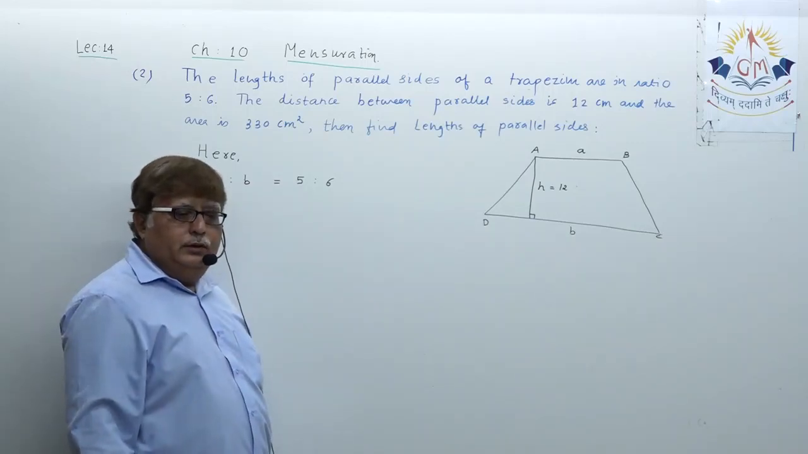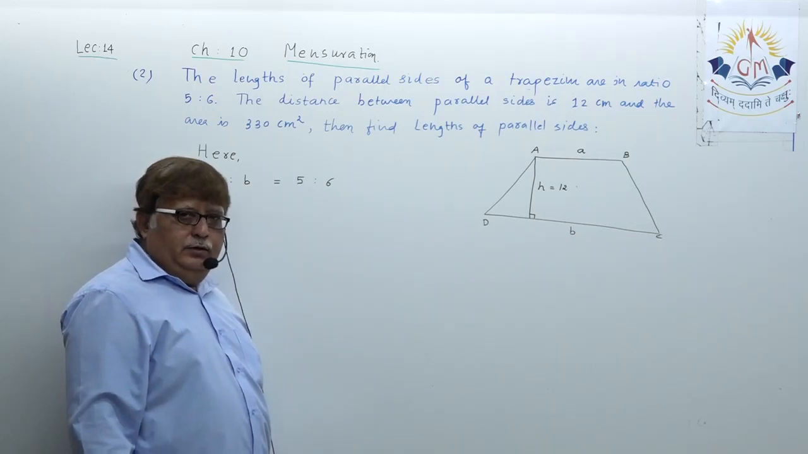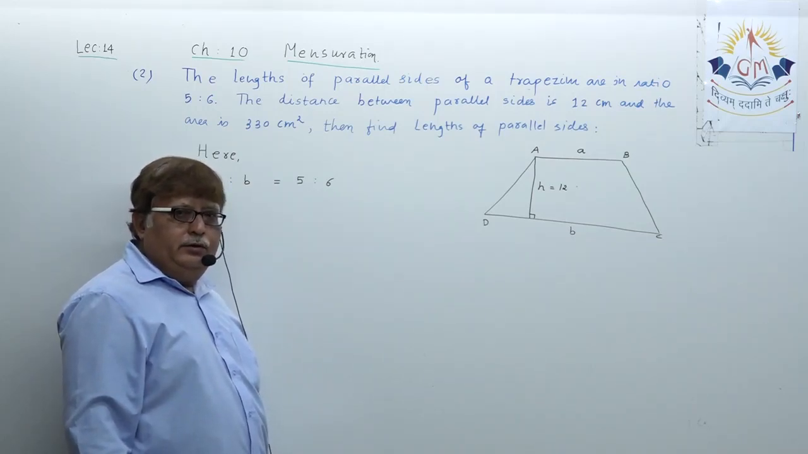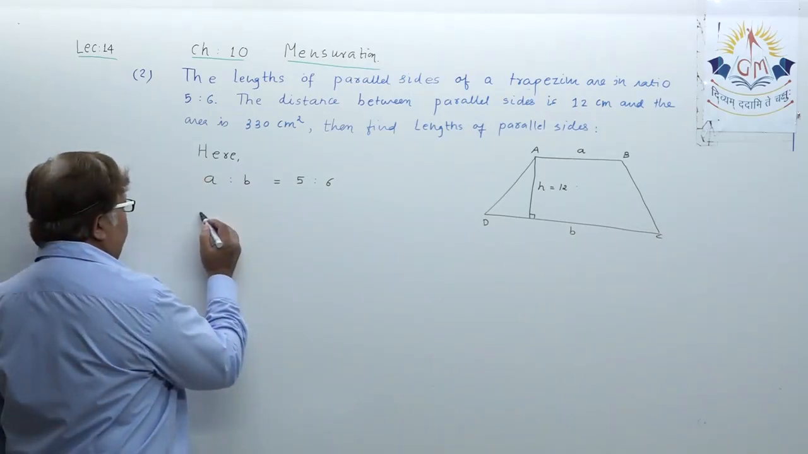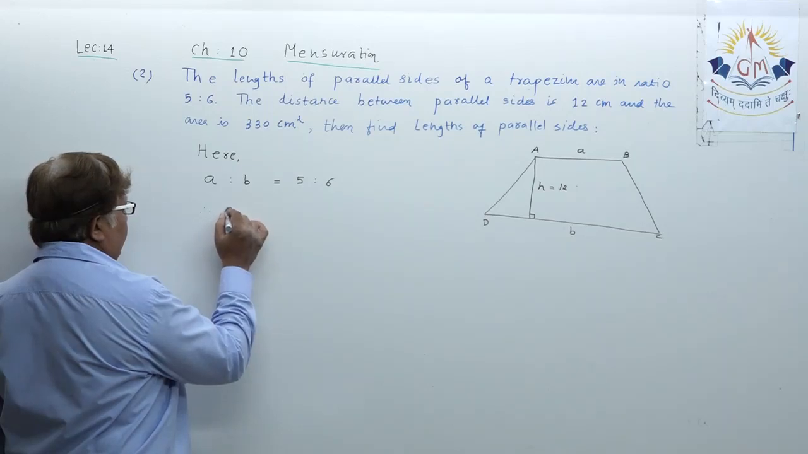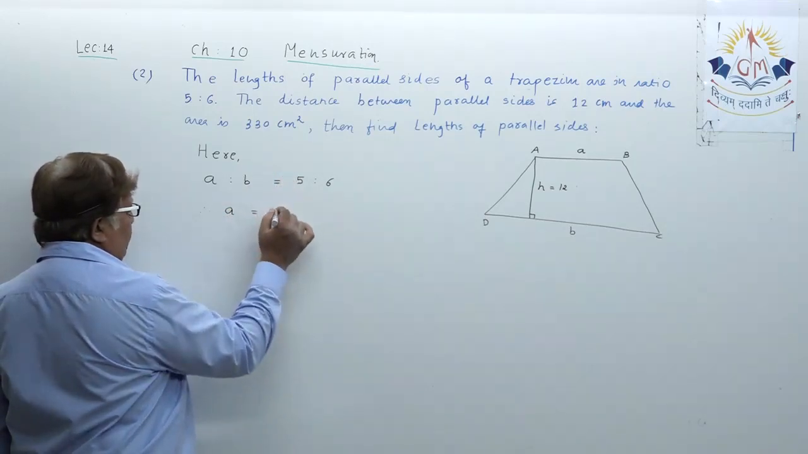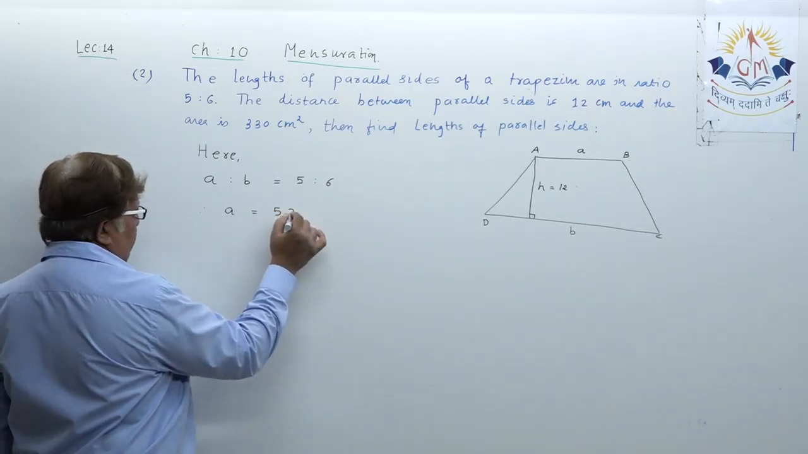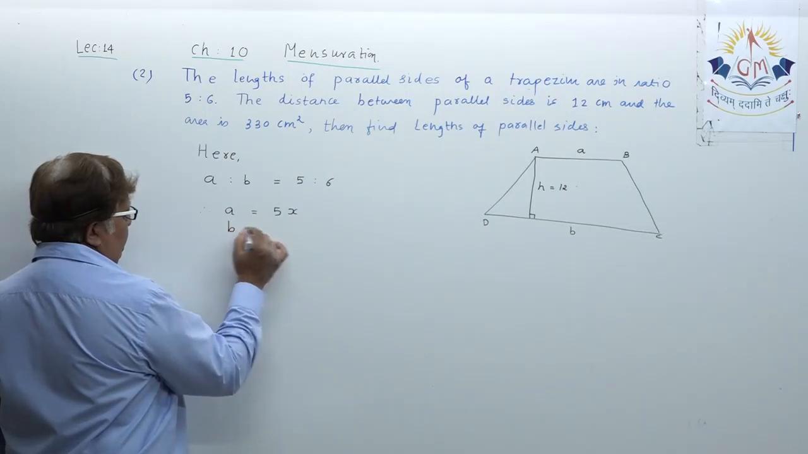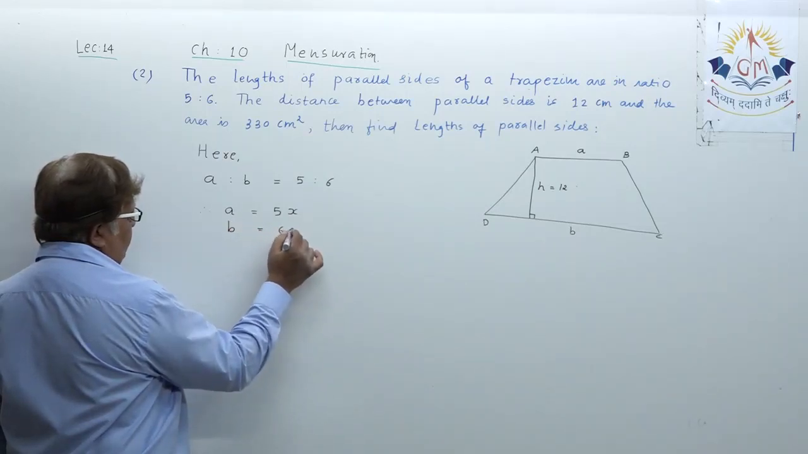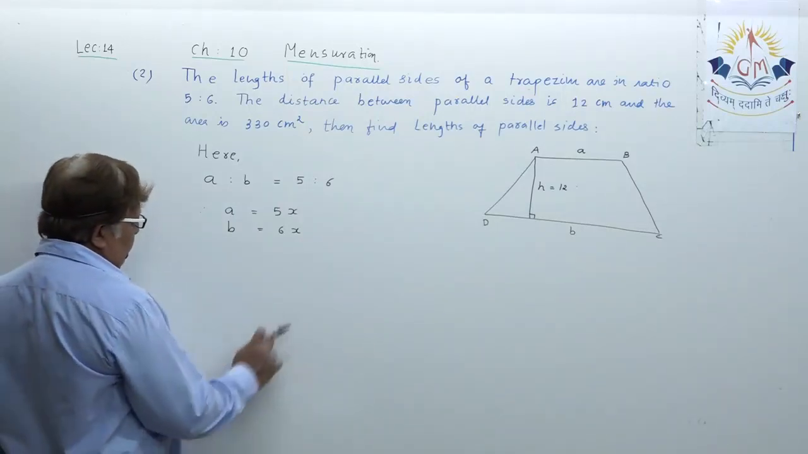Ratio of two parallel sides is given, so we have taken A is to B equal to 5:6. Therefore, as dear student, we suppose in terms of unknown x, A equal to 5x, B equal to 6x. Okay.